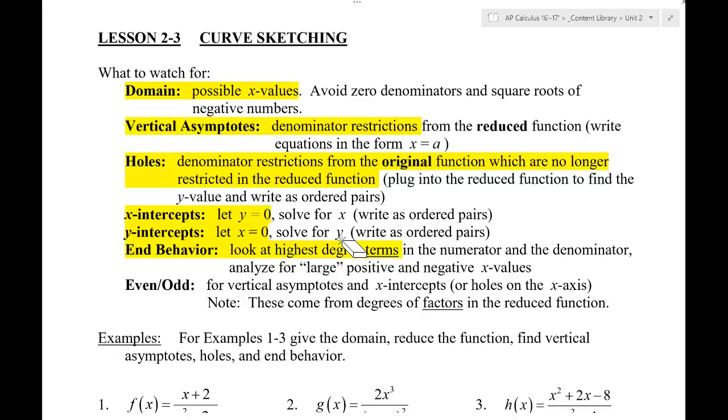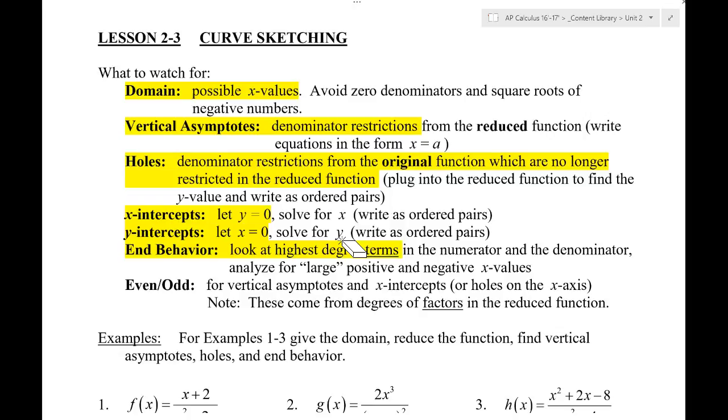We can find exactly where holes are. Notice that it says in parentheses, we can find the holes, like exactly the ordered pairs, by plugging the x value into the reduced function. We'll practice that so you know what that means, because that will be helpful. You know how to find x and y-intercepts. That shouldn't be new information, right? I'll take that as a yes.